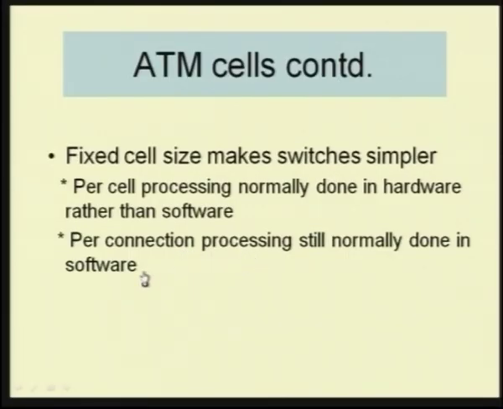So, this per connection processing would still normally be done in software, but per cell processing, that is when each cell comes, looking at its header and identifying what needs to be done with it, is normally done in hardware. Which is why you are able to do it much faster.